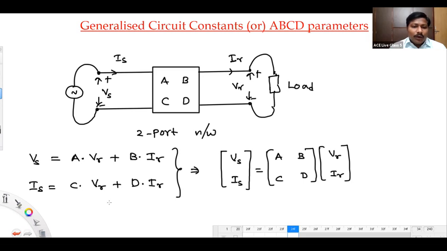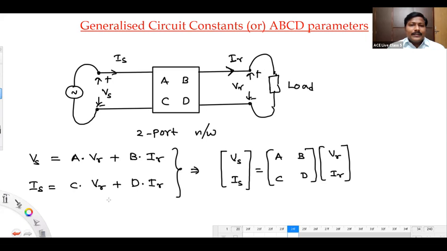I think all of you know how to calculate these ABCD parameters. What's the procedure of calculation? First, we'll make IR equal to 0, that is, open circuit. The IR current direction is this one only.